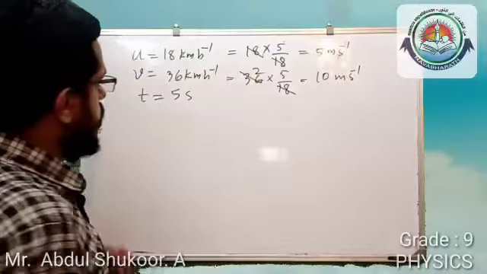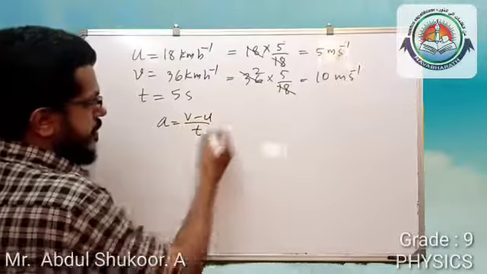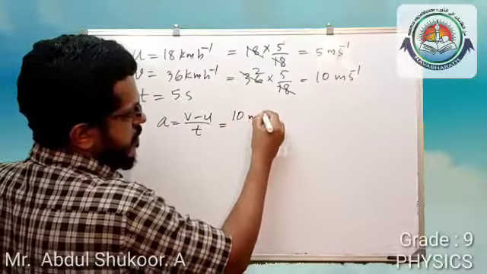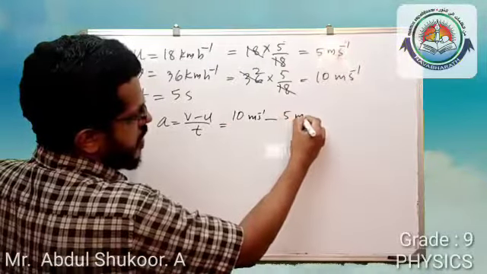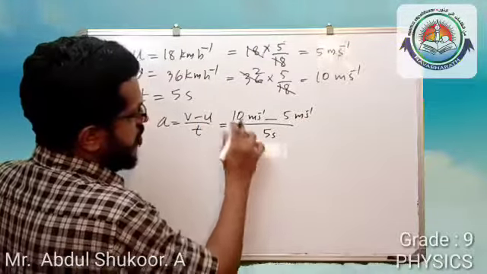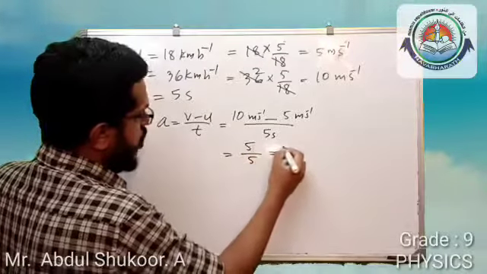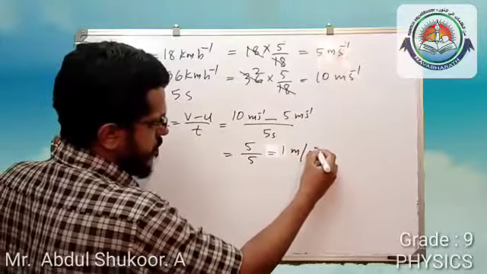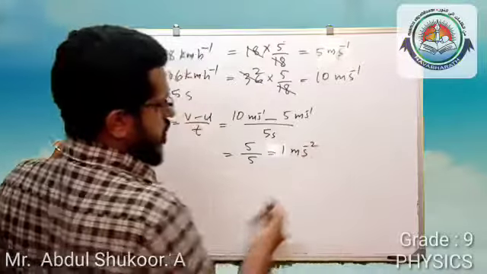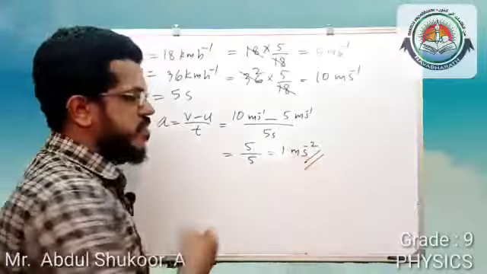To find the acceleration, a is equal to v minus u by t. What is v? 10 meter per second, minus 5 meter per second, divided by t, which is 5 seconds. Then 10 minus 5 is 5, divided by 5, that is 5 by 5, which is 1 meter per second square. This is the acceleration of this car.